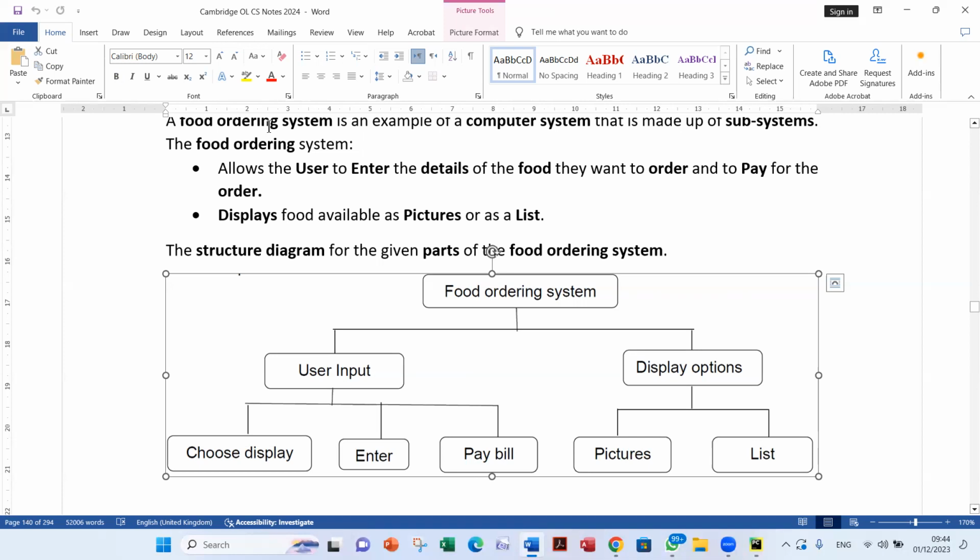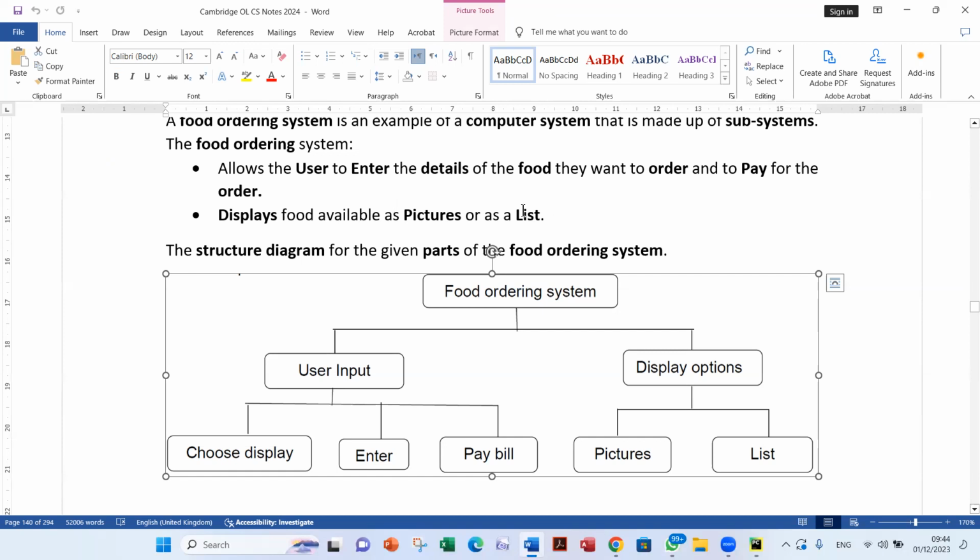Okay, study this. The food ordering system allows the user to enter the details of the food they want to order and to pay for the order. So user input, enter detail. So split into user input and display option, enter detail, and then order. Maybe here enter is referred to order, and pay. So user enter details and order. It's not properly split into proper parts, but it doesn't matter. That was the mark scheme in that exam.